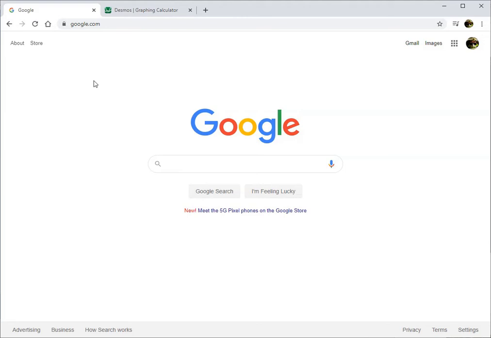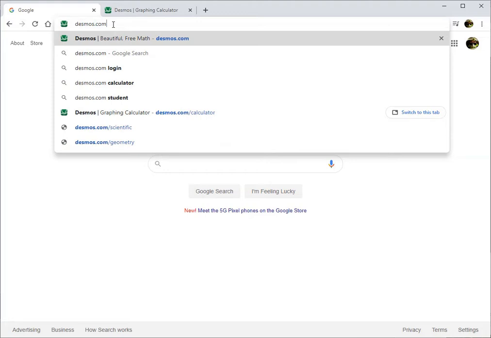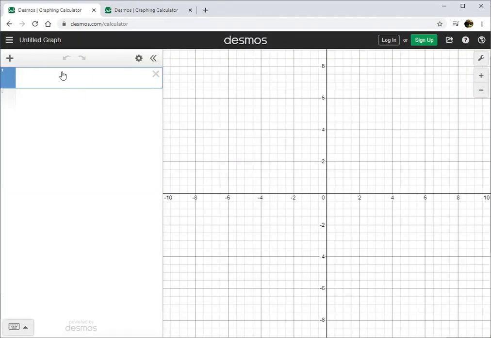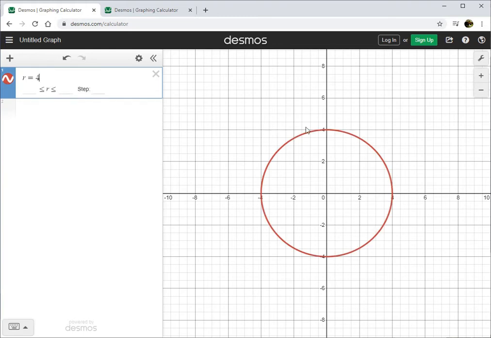Let's look at plotting polar equations using Desmos. Of course, the first thing to do is go to desmos.com, click on Graphing Calculator. Now, you can graph in polar or rectangular just fine. You could type in something like r equals 4, and it knows what you mean if it's a simple equation. That is an equation with radius of 4.